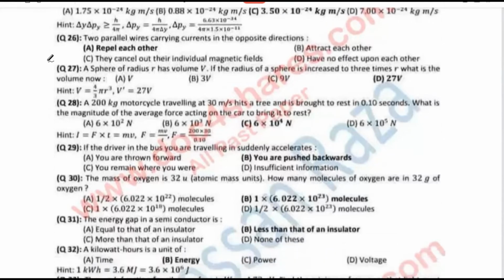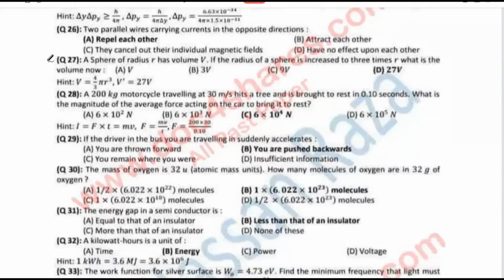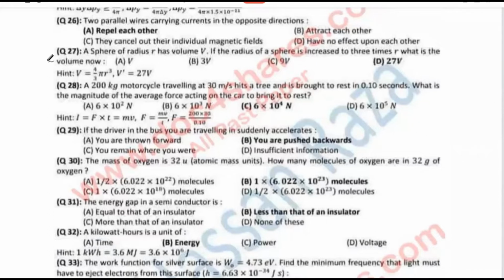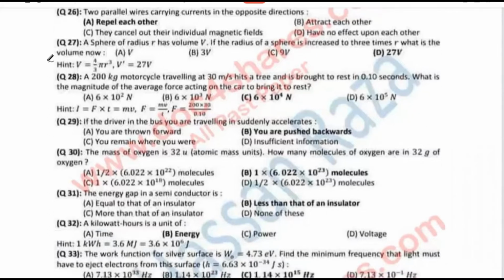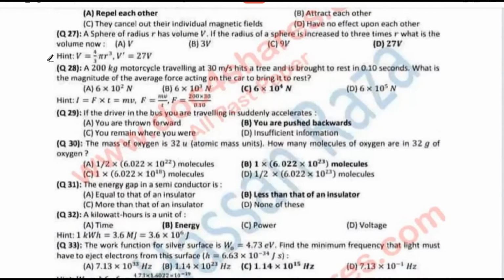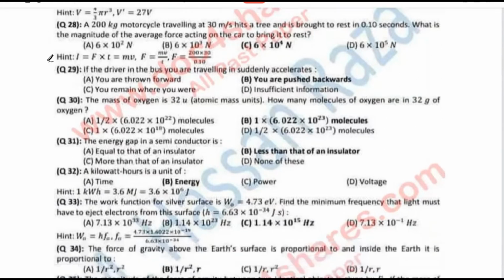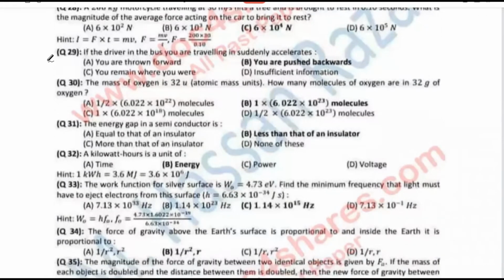Next question is question number 30. The mass of oxygen is 32 u atomic mass unit, and how many molecules of oxygen are in 32 gram of the oxygen? So the answer is B, 1 multiplied by 6.02 times 10 to the power 23 molecules. Question number 31, the energy gap in a semiconductor is less than that of an insulator. Kilowatt hour is a unit of energy.